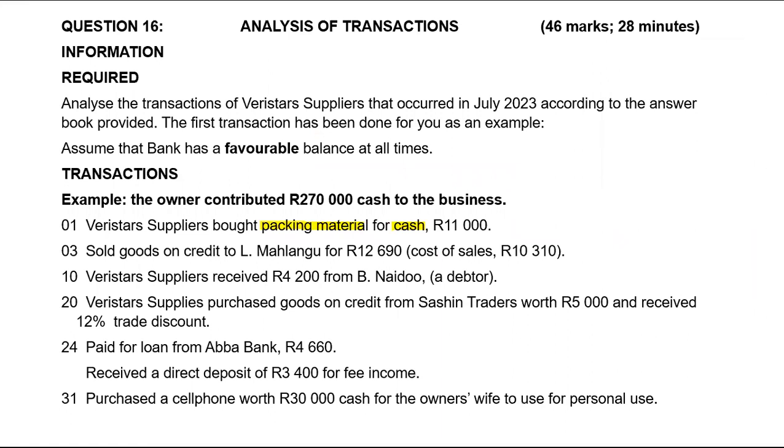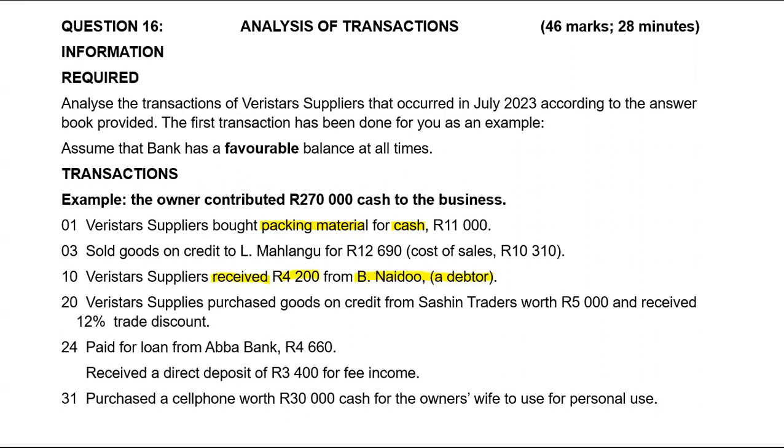On the 10th, Veristar's suppliers received 4,200 from B. Naidu, who is a debtor. A debtor is basically paying us. We received this 4,200. Bank is affected. You received money. What was that money for? It was from a debtor. The debtor is paying us back. That reduces what the debtor was owing us.